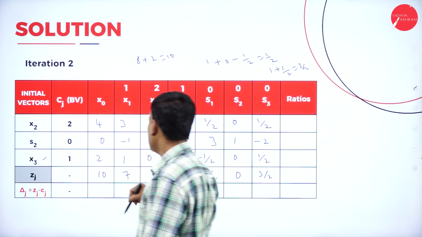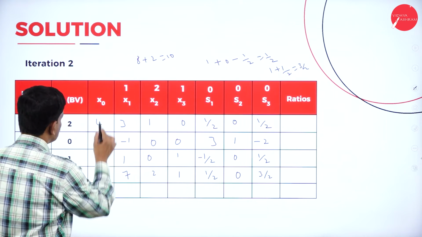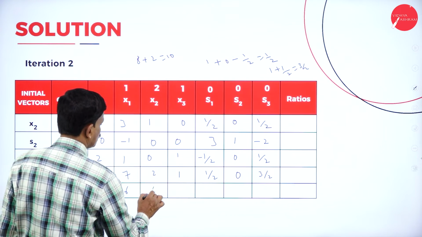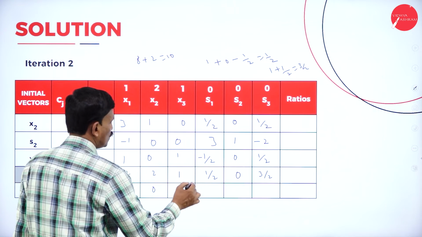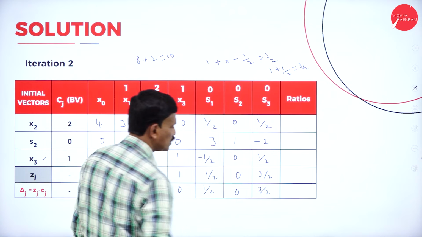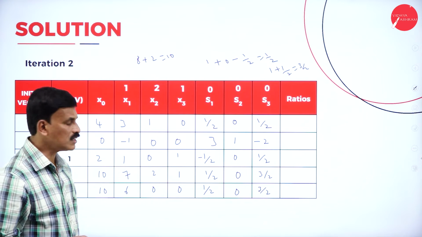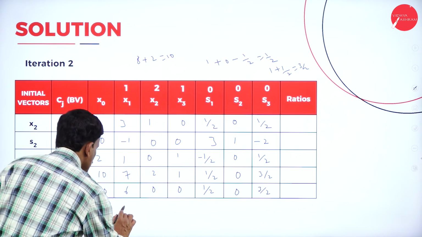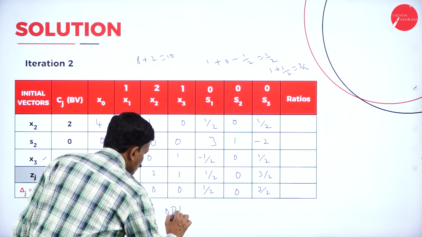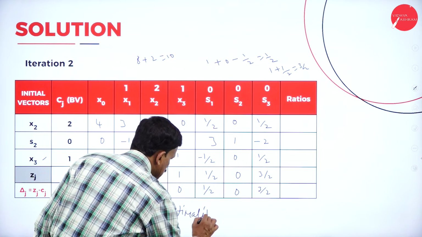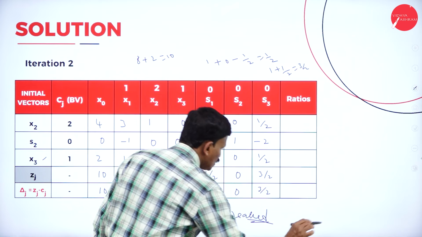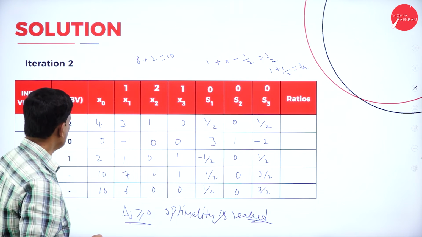So now find out the value of delta j. This is 10 as it is, 7 minus 1 is 6, 2 minus 2 is 0, 1 minus 1 is 0, 1 by 2 minus 0 is 1 by 2, 0, 3 by 2 minus 0 is 3 by 2. Check whether all the values in delta j are greater than or equal to 0. Therefore the optimality is reached.